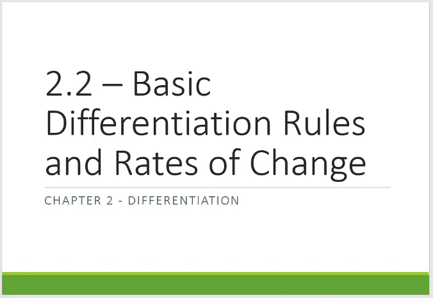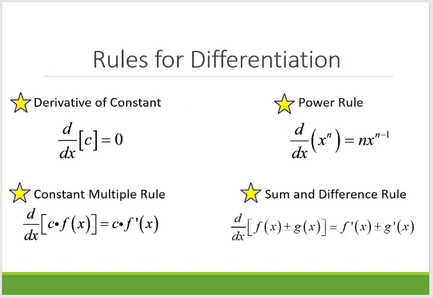Today we're going to be talking about some basic differentiation rules and rates of change. So, some basic rules of derivatives. Derivative of a constant is zero, because if you think of the slope of a line that is a straight horizontal line, that has no slope, or it has a zero slope, I should say.